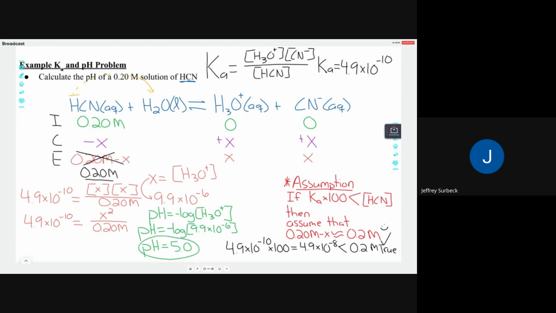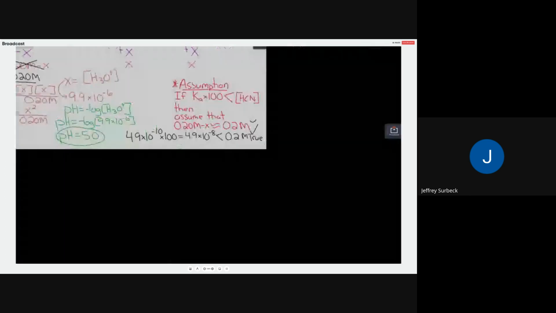Now, this is nice. We avoided the quadratic because this assumption worked. Make sure you check if the assumption works. I would like to say yes, it works every time, but that's not always the case. Some of those Ka values are actually very close to 1. Okay, questions? Anybody need this? All right, let's do this.